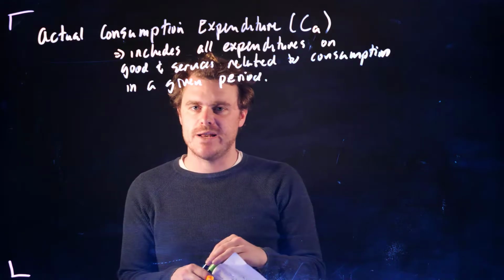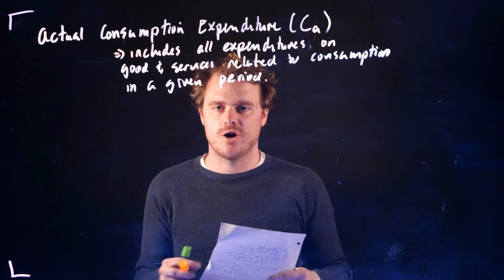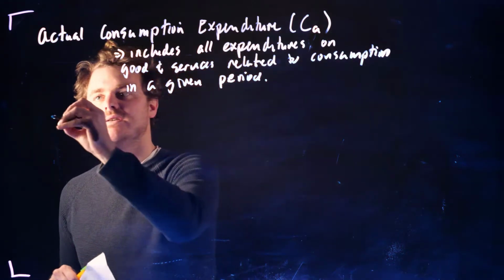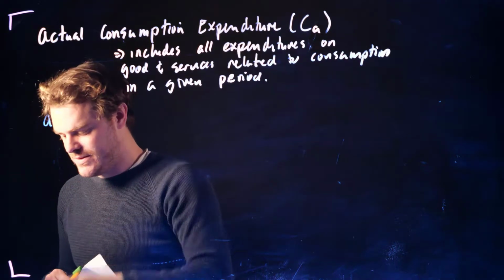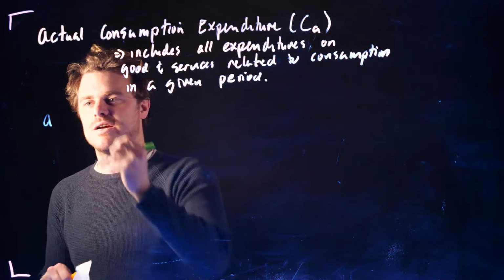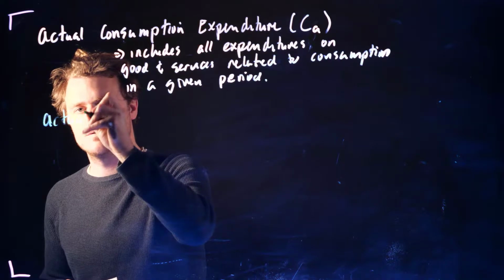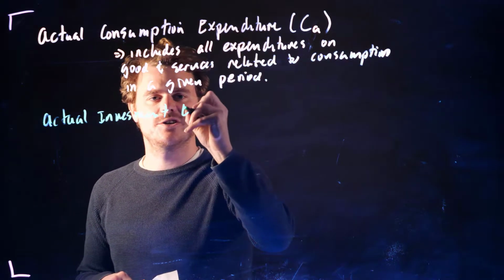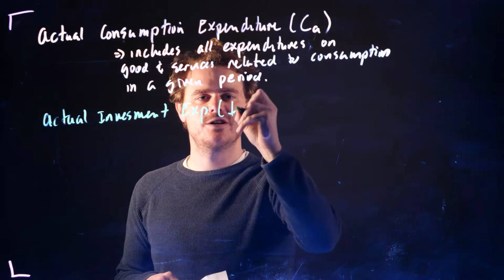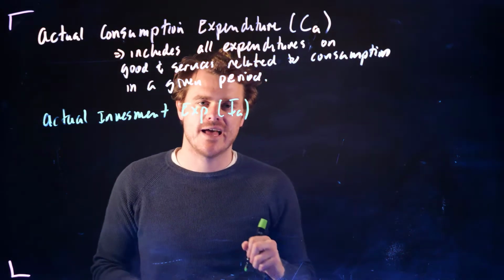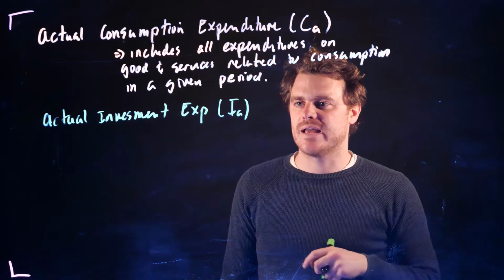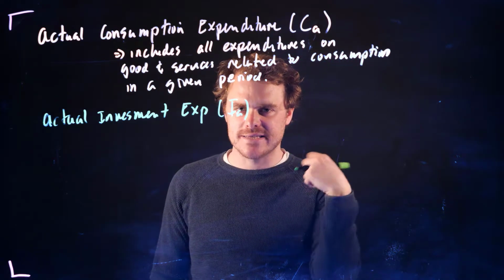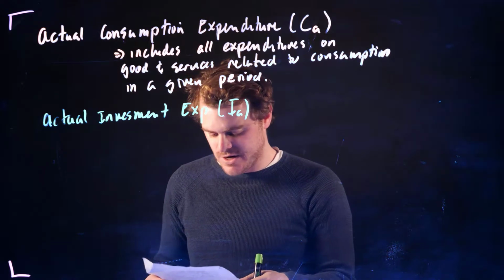But we also have expenditure that we're not going to use in this current period, and that's what we call investment. So actual investment expenditure, which we're going to denote I, capital I, subscript lowercase a. Again, this is for the actual amount that we see in our economy.